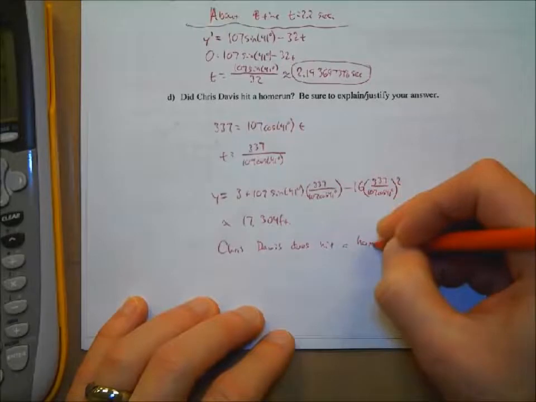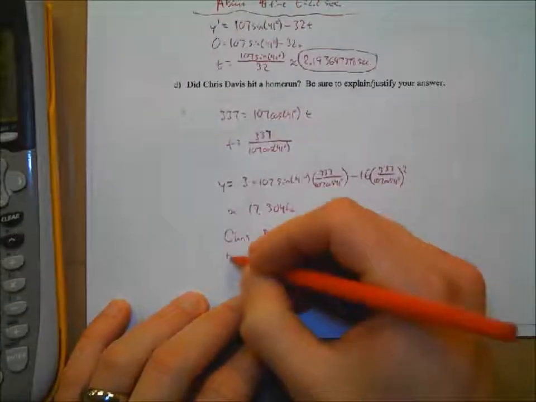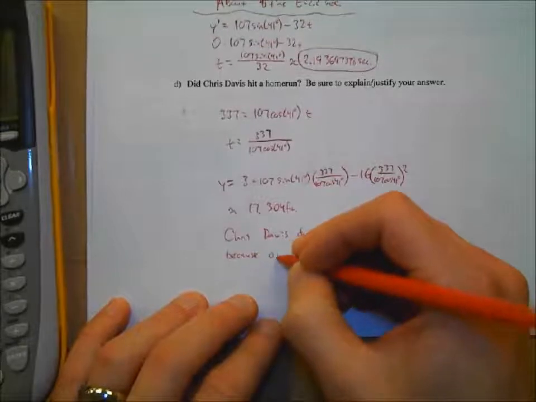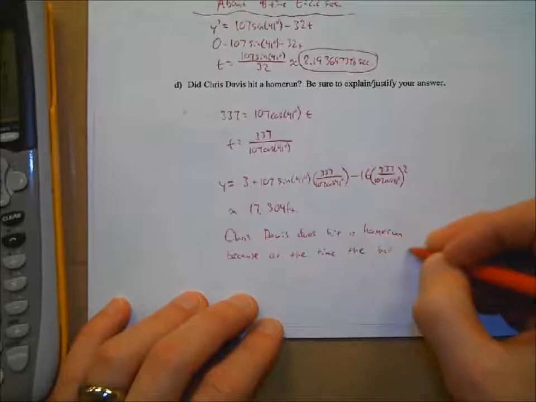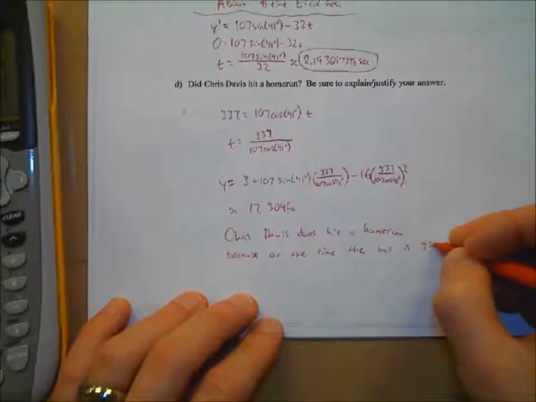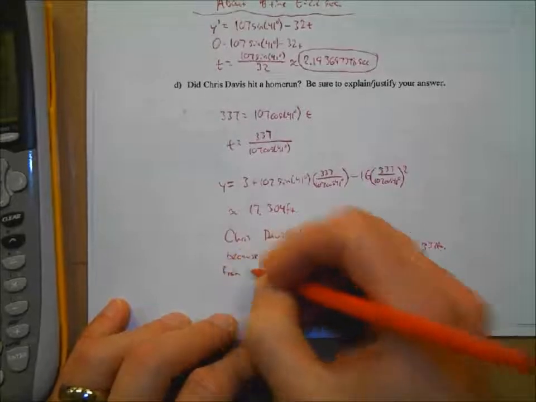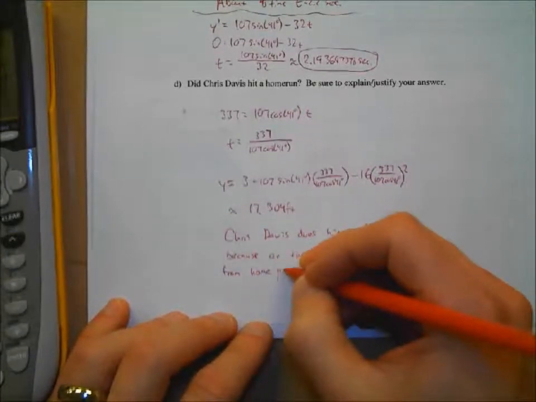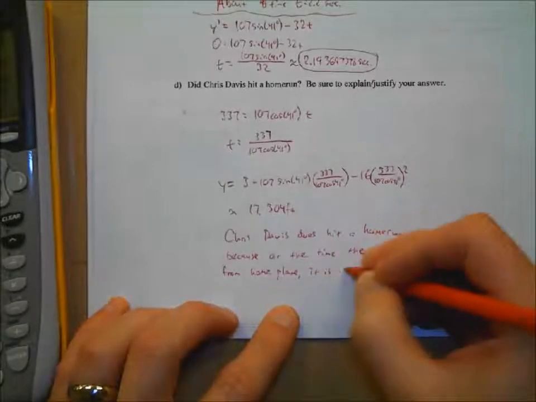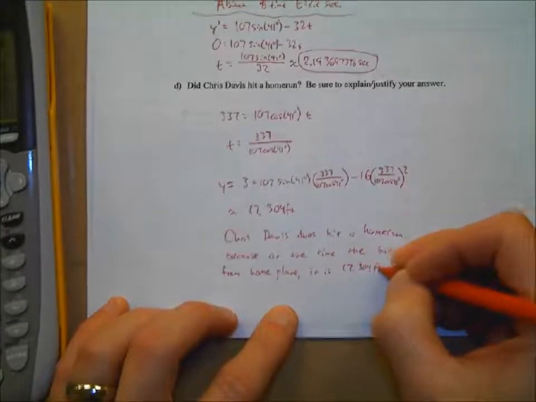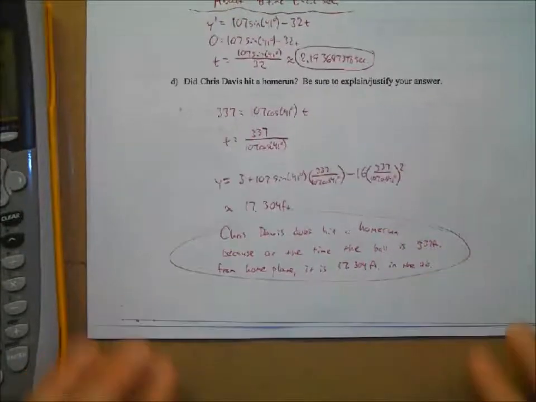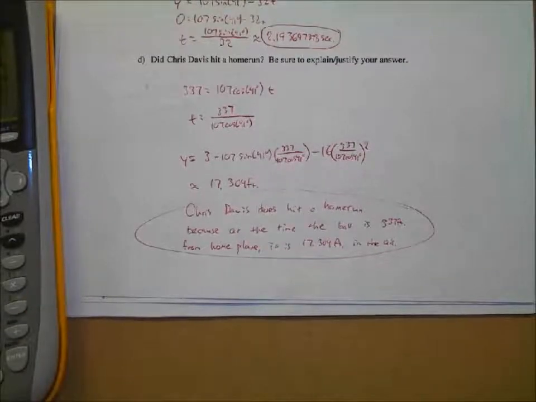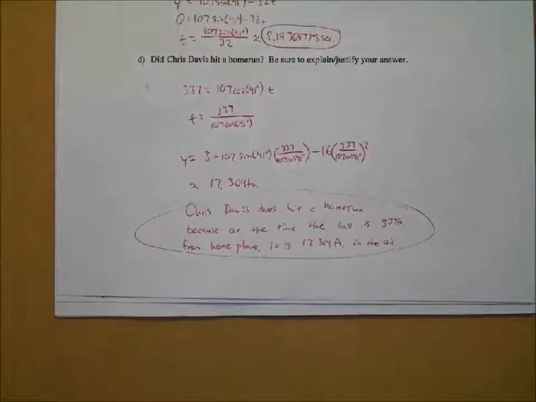And we'll say something like, I don't know, Chris Davis does hit a home run because at the time the ball is 337 feet from home plate, it is 17.304 feet in the air. Okay, something like that. So, questions on any of that?